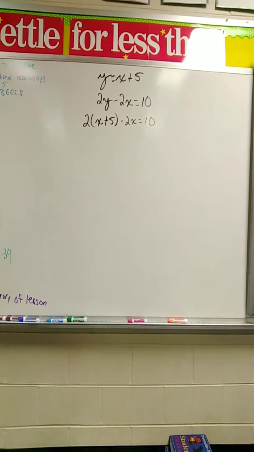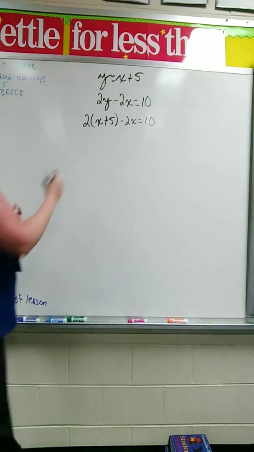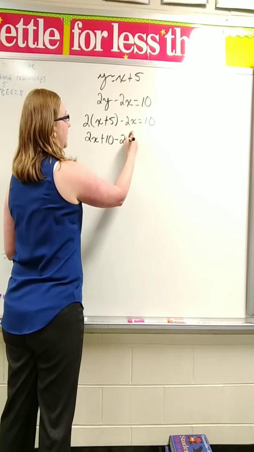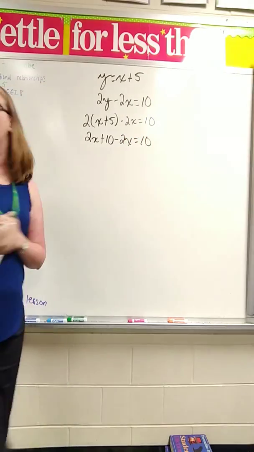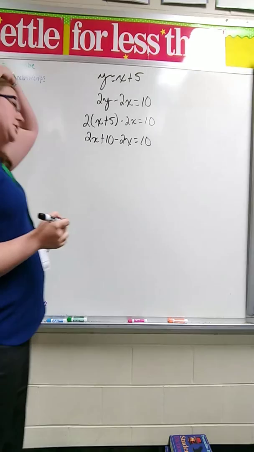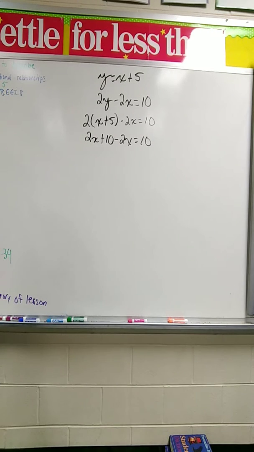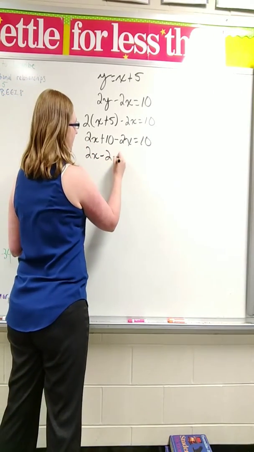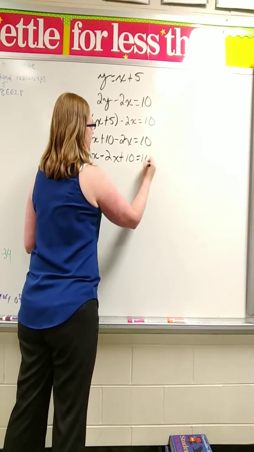Okay? What do I have to do first? 2x. Right. And what is it called when we get 2x plus 10? Distributing. Minus 2x equals 10. Then what am I going to do? Commutative property. Very good. I'm going to use the commutative property to do what goal am I trying to do? Get my variables next to each other. 2x minus 2x plus 10 equals 10.